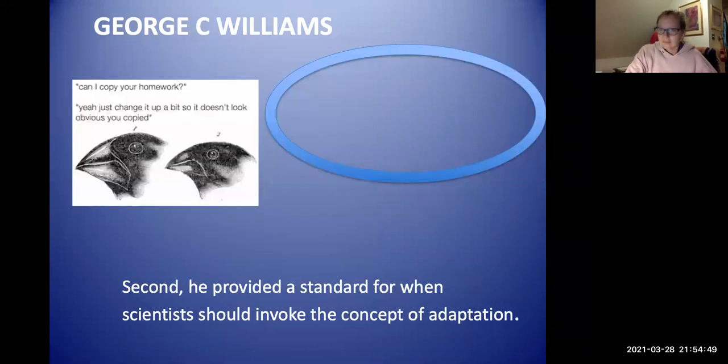Okay. The next thing that he did is not so different than what Lorenz and Tinbergen did, in that he was really interested in making sure that scientists had a good standard for when they can invoke adaptations. Because not only were Nazis saying that things were adaptations, but people who should know better were invoking adaptations, and they were really self-serving and stupid.